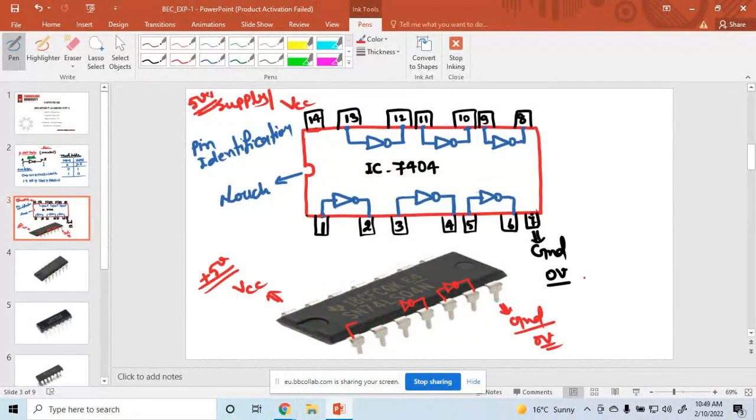Are you understood? Yes, sir. Similarly, here one NOT gate is connected, so 13 is the input and 12 is the output. Similarly, here one NOT gate is connected like this. So internally, how many NOT gates are connected? 6 NOT gates are connected in this IC.